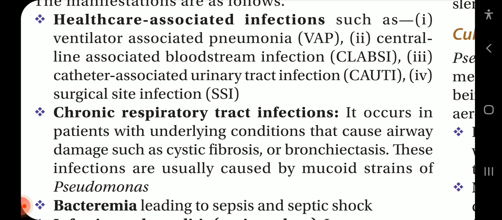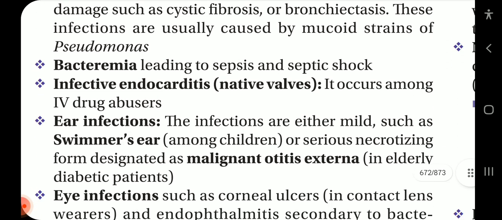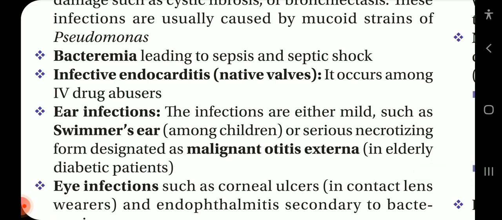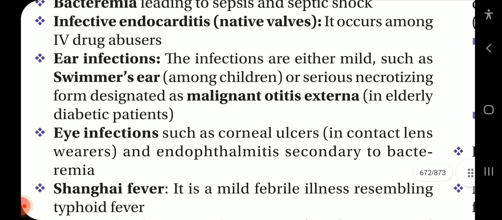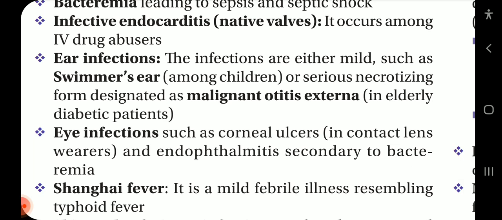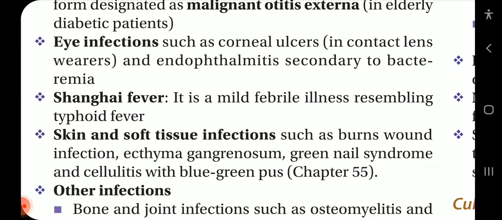Chronic respiratory tract infection occurs in patients with underlying conditions that cause airway damage such as cystic fibrosis or bronchiectasis. These infections are usually caused by mucoid strains of Pseudomonas. Bacteremia leading to sepsis and septic shock. Infective endocarditis of native valves occurs among IV drug abusers. Ear infections are either mild, such as swimmer's ear among children, or serious and necrotizing, designated as malignant otitis externa, in elderly diabetic patients. Eye infections such as corneal ulcers in contact lens wearers and endophthalmitis secondary to bacteremia. And Shanghai fever is a mild febrile illness resembling typhoid fever.